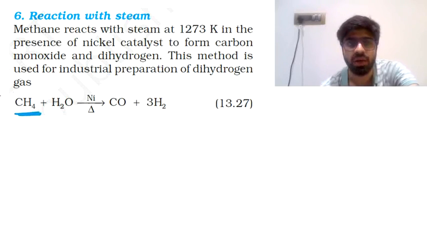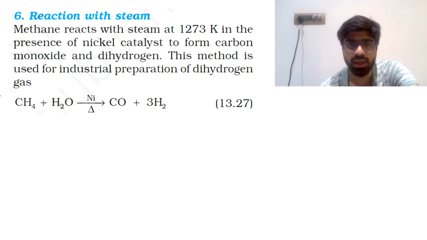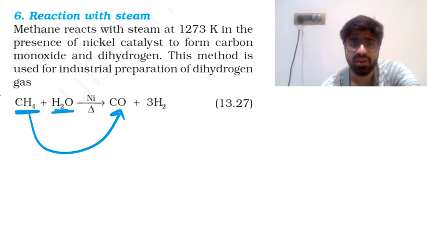Methane and steam are going to react in the presence of nickel catalyst and at a high temperature to form carbon monoxide and hydrogen. This hydrogen that you are getting, or let's just say this method, is the industrial method for the preparation of hydrogen. So again, in presence of nickel catalyst, the reaction between methane and water gives rise to the formation of carbon monoxide and hydrogen.